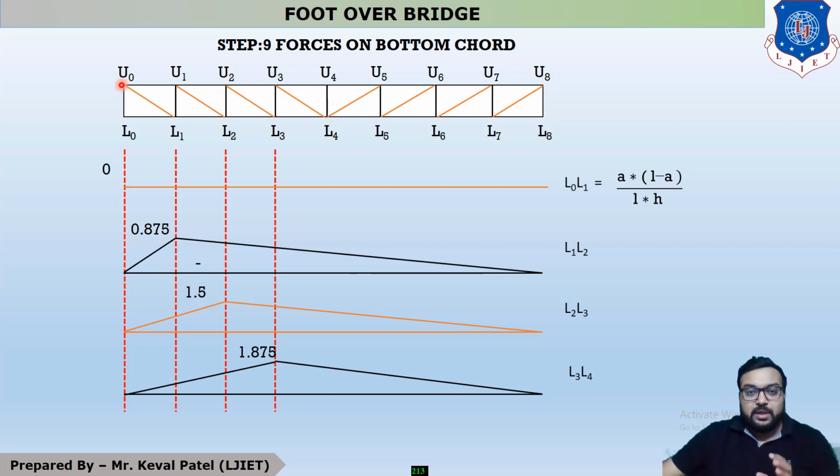Okay, now you all know that whenever we have to find the influence line diagram, what is the equation? So the equation is A into (L minus A) divided by L into H, in which the value of A is 0 in this case, because from U0 your left distance is 0. Okay, so if we put the value of A equal to 0 in this equation, then the influence line diagram of member L0 L1 is 0.